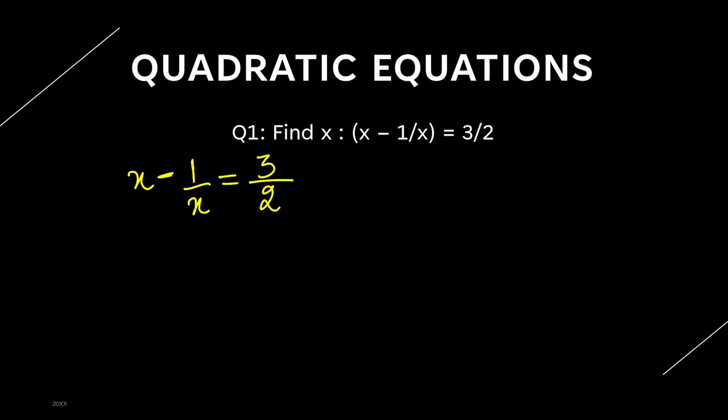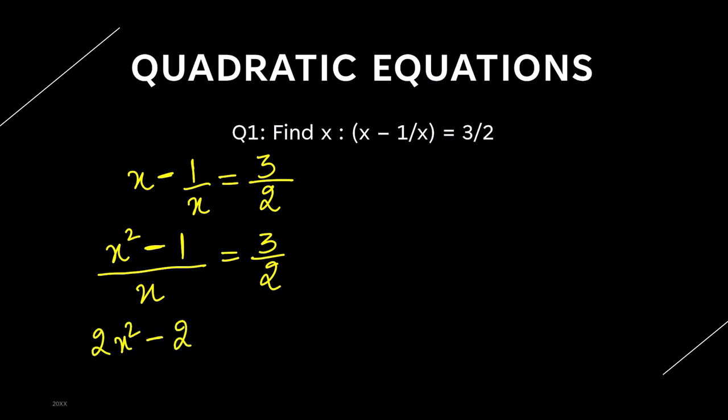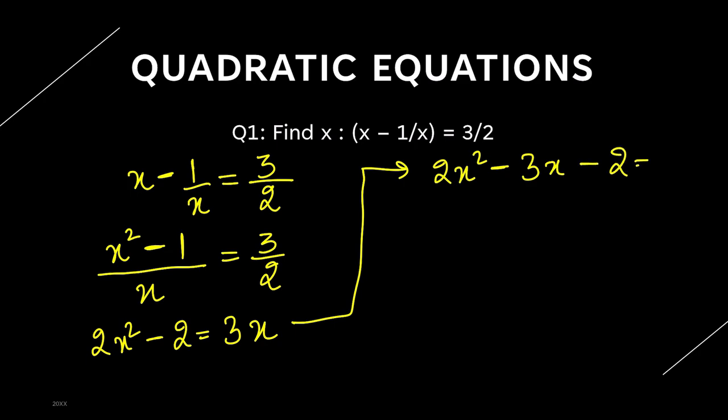Okay, this is the question given to you. x minus 1 by x is equal to 3 by 2. How to solve this? I will just put x, so this will be x square minus 1, right, is equal to 3 by 2. Simple simplification. Then I will take 2 on that side. 2x square minus 2 is equal to 3x. As I've already told you, take everything on the left hand side and make the right hand side equal to 0. So this will be 2x square minus 3x minus 2 is equal to 0. I hope this is clear.